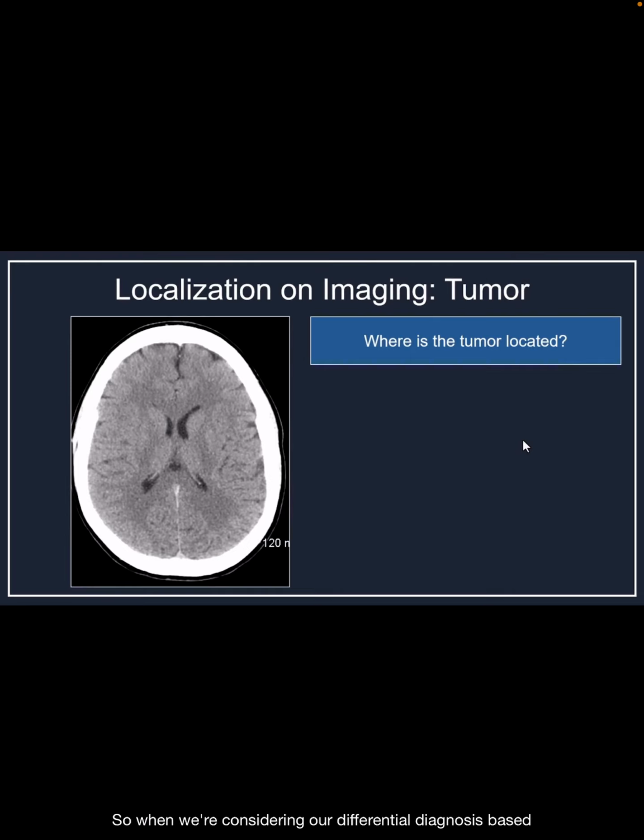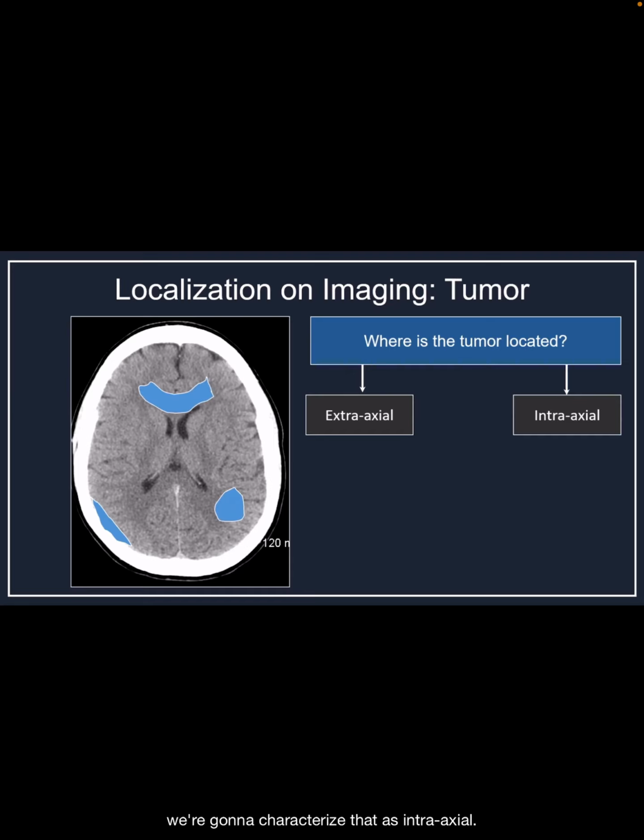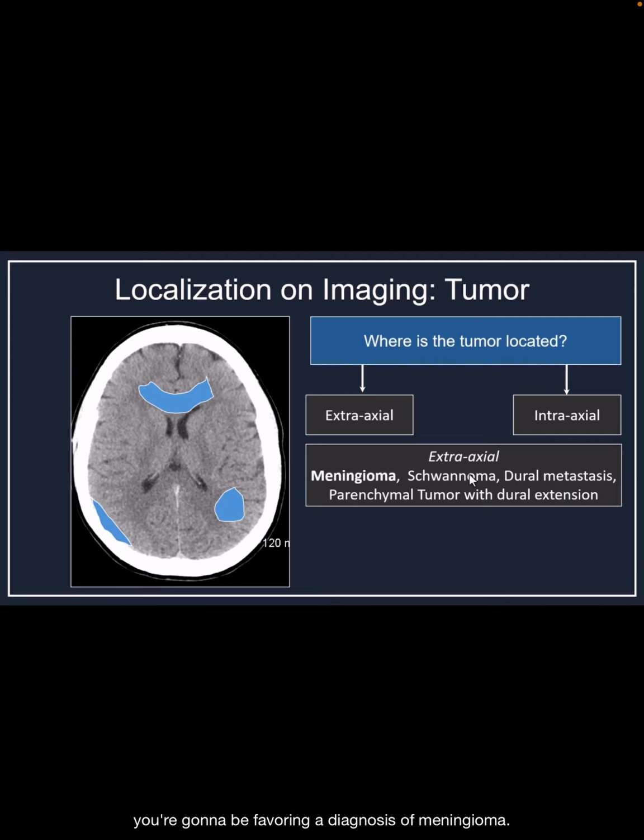So when we're considering our differential diagnosis based on imaging, our first question is really, where is the tumor located? Is it in the brain parenchyma or outside the brain parenchyma? If it's outside, we're going to characterize that as extraaxial, and if it's inside the brain parenchyma or arising from the brain tissue, we're going to characterize that as intraaxial. If it's extraaxial, 9 times out of 10, you're going to be favoring a diagnosis of meningioma.